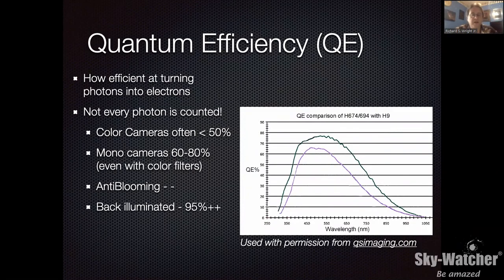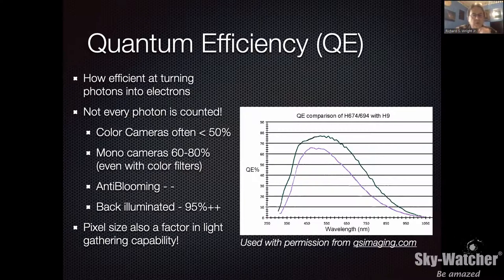Back illuminated sensors are very sensitive, usually up in the 95% range. If you get a back illuminated color camera, you're going to get much better performance than you will from a front illuminated color camera, and that may do a lot for you there as well. But QE isn't the whole story.